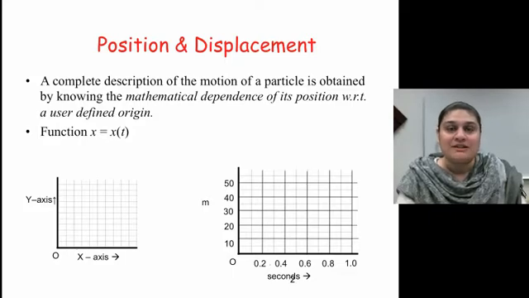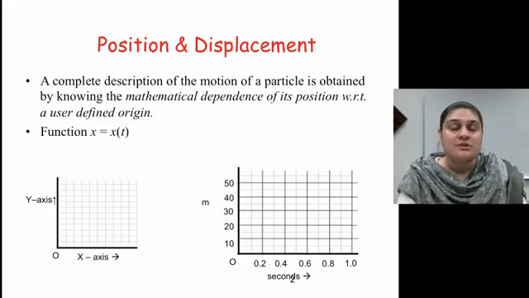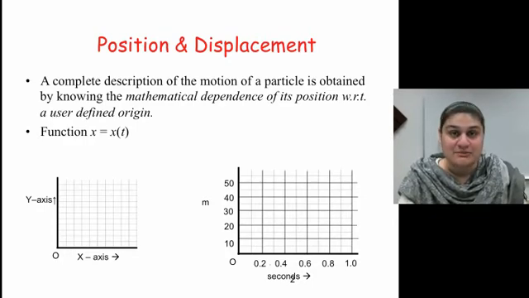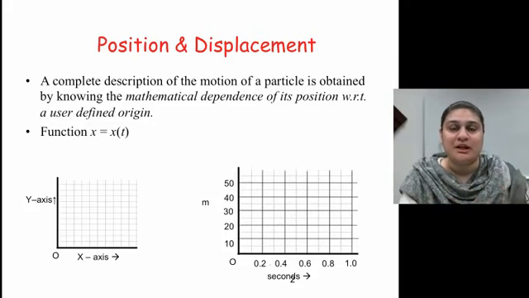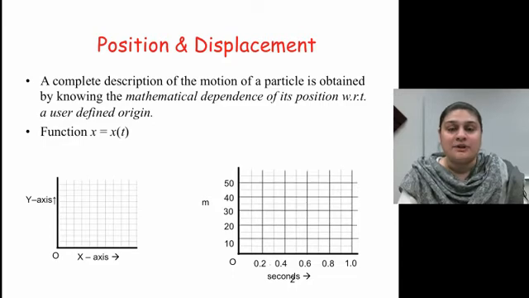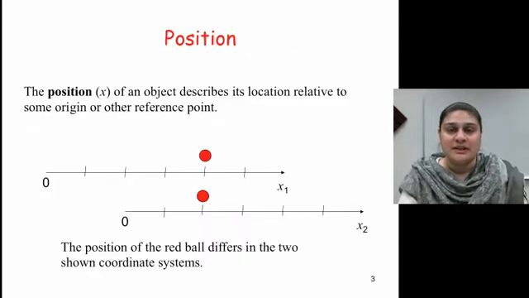A function x equals x as a function of time will give us all information about that object as it is moving through time. So in order to do this, we need to be able to define a coordinate system x and y that starts from 0 and be able to build on it, and as the position of the object changes, be able to plot that on this xy graph.